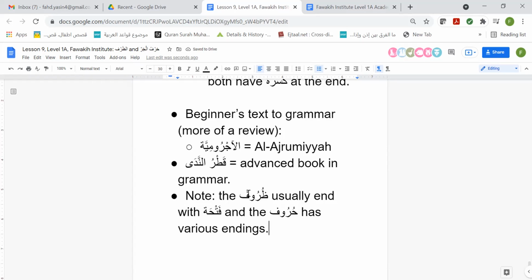So it's not really a rule, but if you're asked this on some exam and you're struggling to remember whether it's a harf or a dharf, maybe this might help. Something to keep in mind. It's not a foolproof rule, so just keep that in mind. There are going to be exceptions to this, but generally speaking, it's a good rule of thumb to have, that a dharf will end with the fatha, and not two. It can, but usually not. And the huruf have various endings.